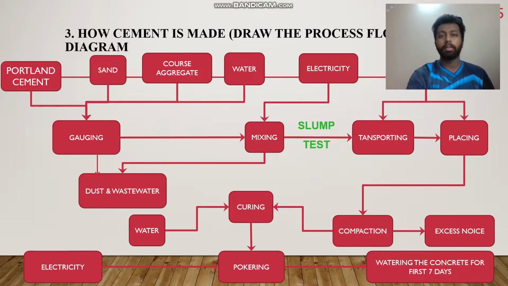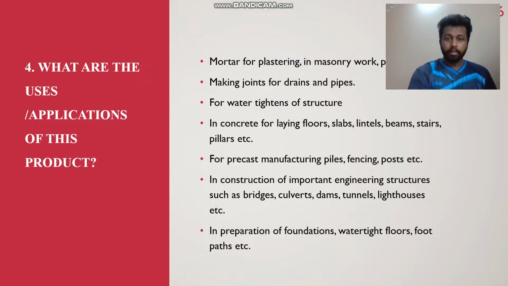This is the process flowchart diagram of our product. In this, we use Portland cement, water, sand and coarse aggregate to make this product. By machines, we mix it, and there is a whole process of our product making. And these are the uses and applications of our product.